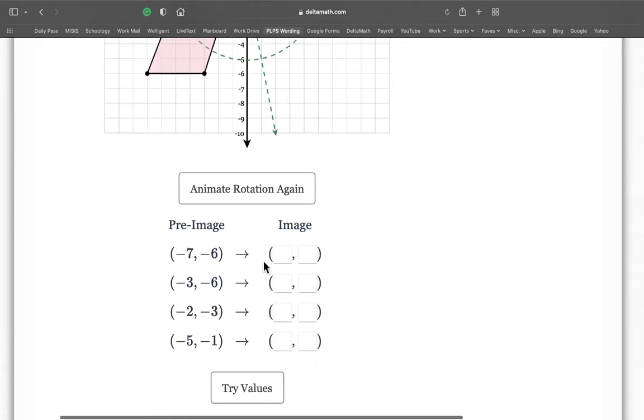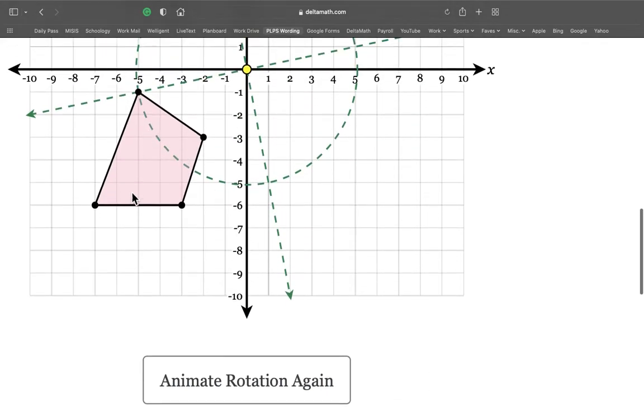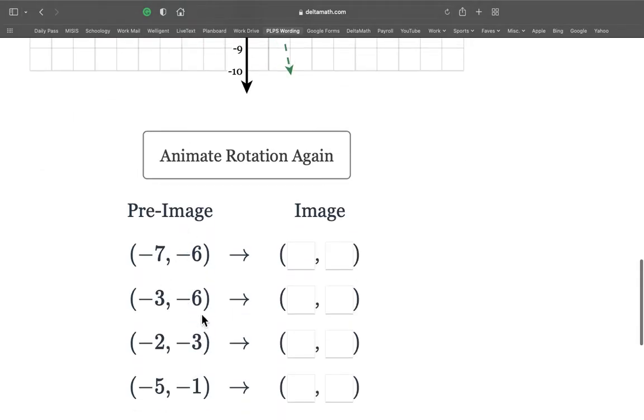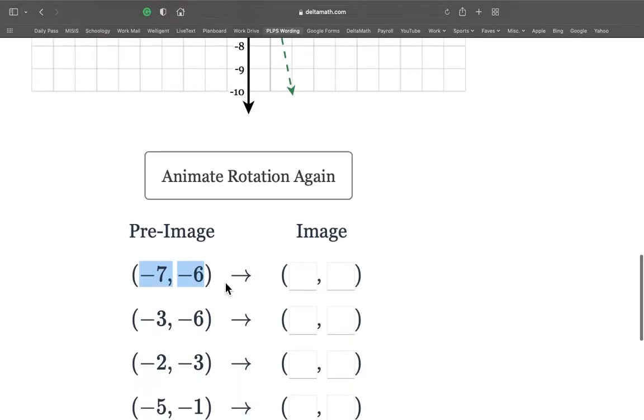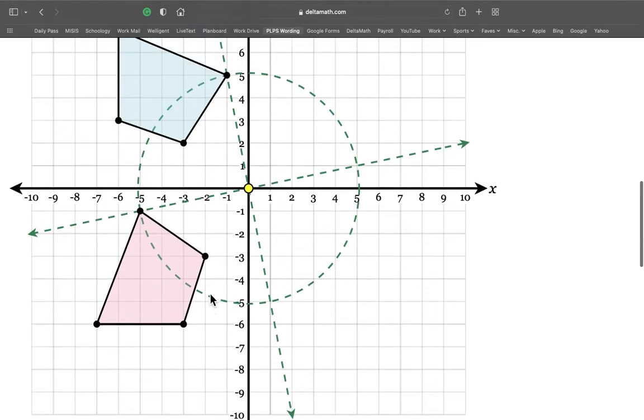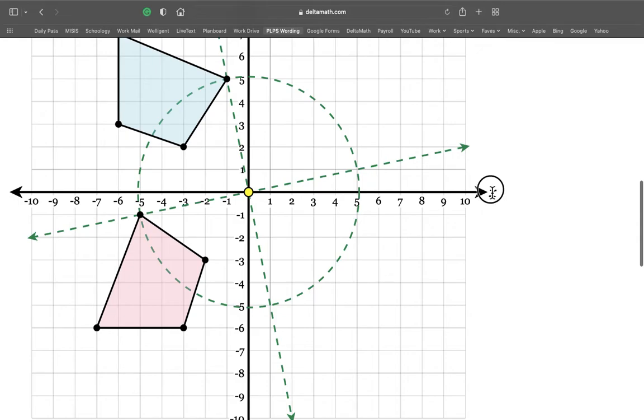Now, what we want to do is the pre-image. The pre-image is the red image. We're going to see where our points moved. So -7, -6. We know that this is x and this is y, right? The first number is the x. The second number is the y. So on my x here, here's x, right? We're going to go to -7 there. And then -6 is down, and that's that point there.